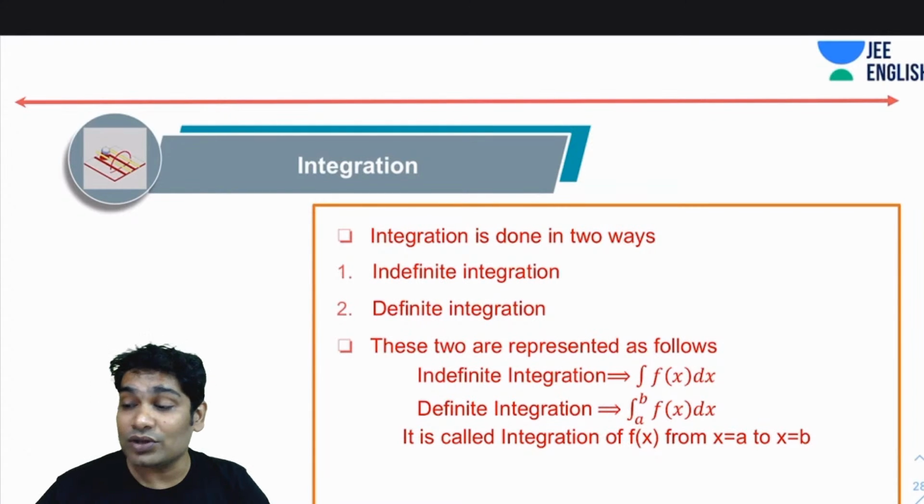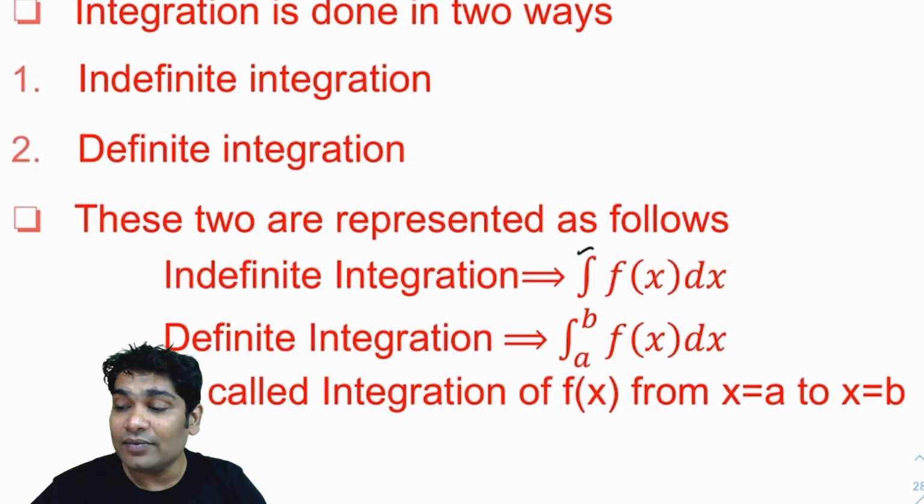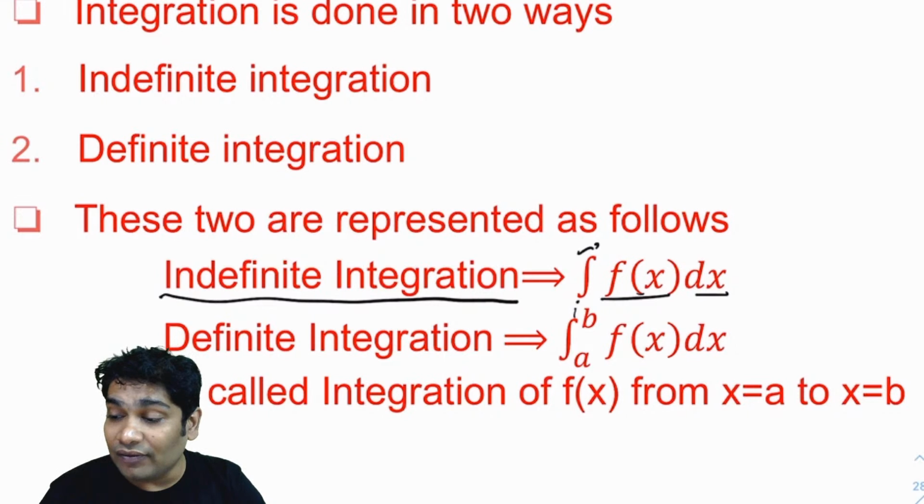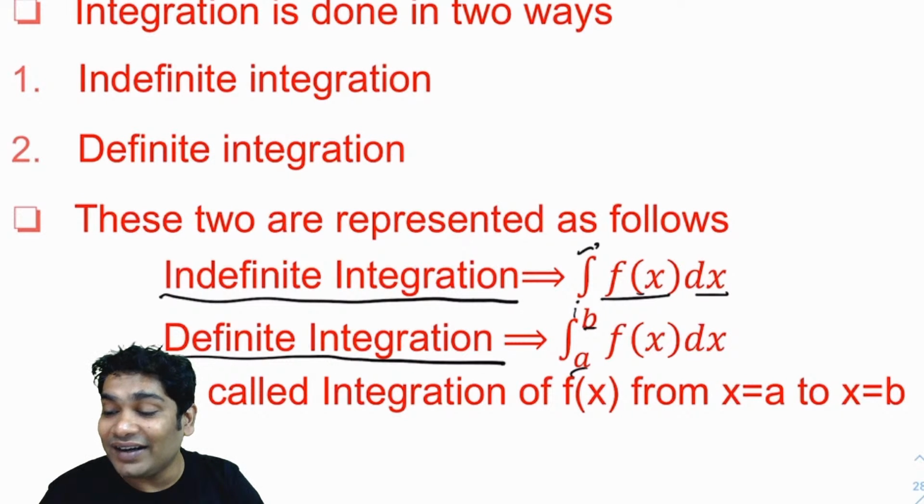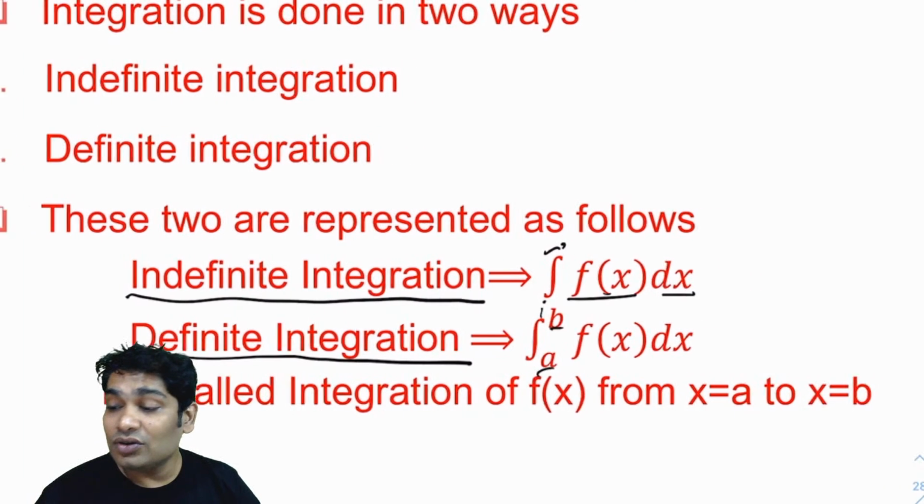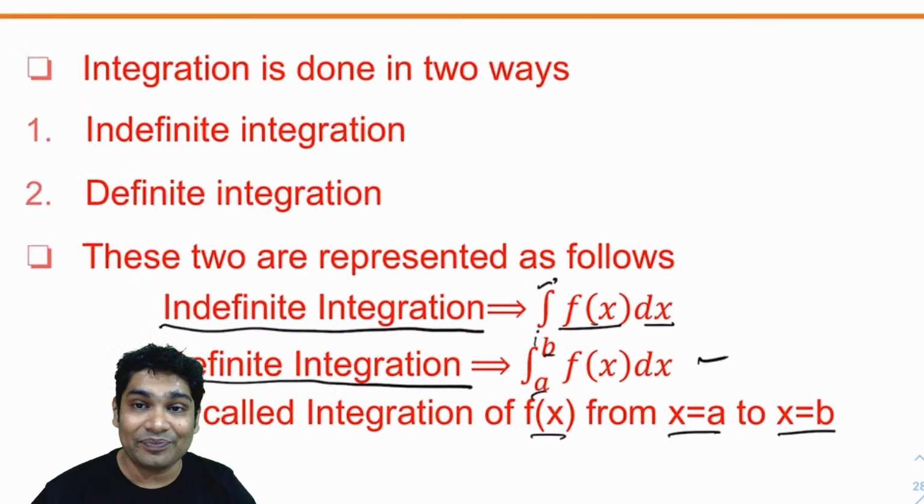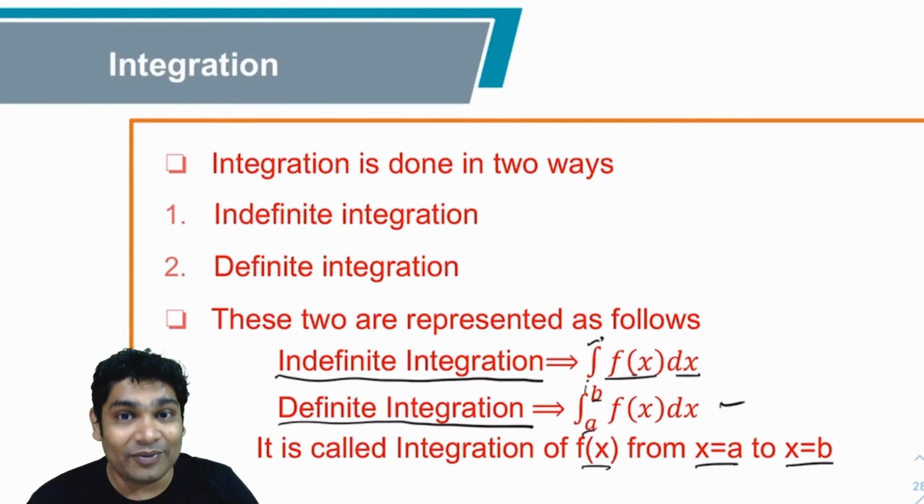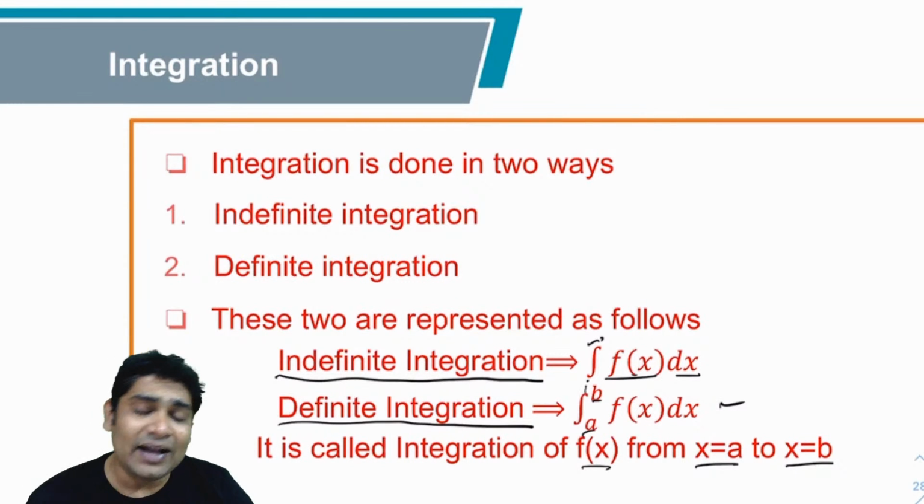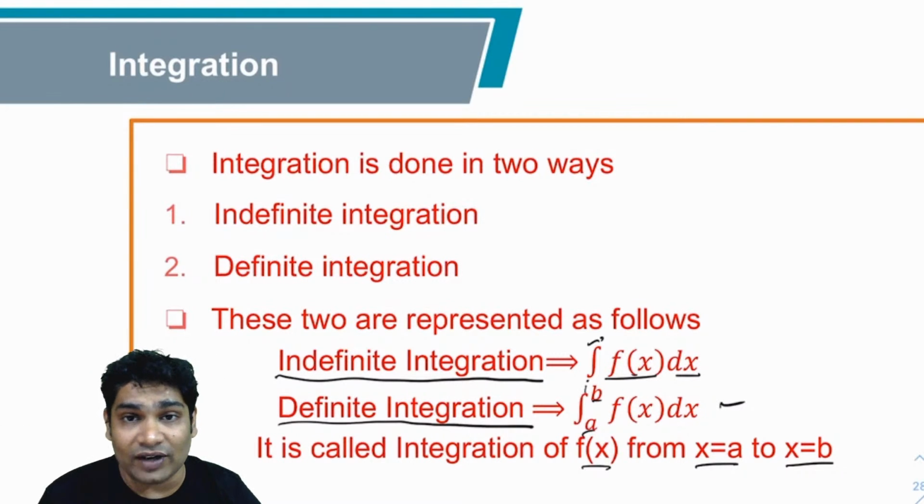These two are represented as follows. If you have simply this integration sign, a function and a dx without any limits, this is called an indefinite integration. And if you have two numbers written here, this is called a definite integration. You call this the integration of f(x) from x equals a to x equals b. That's just the terminology. Get familiar with it so that we can see the meaning of all this. a and b are some points that you chose, some x equals a and some x equals b, between which you need to find the integration.